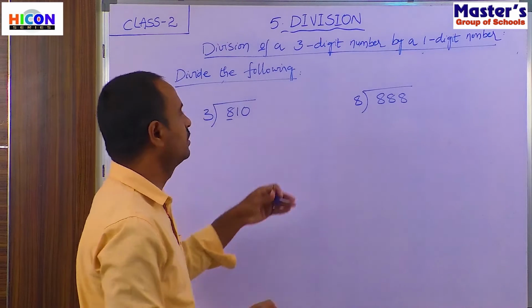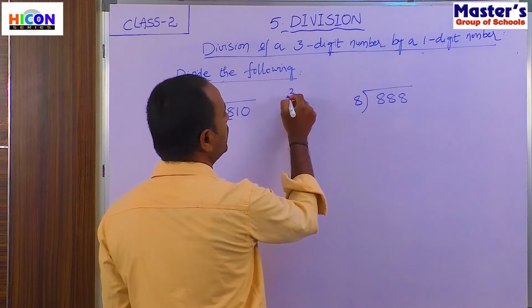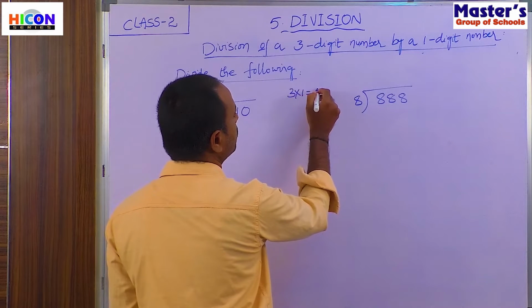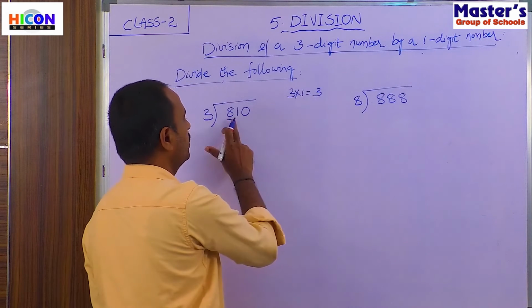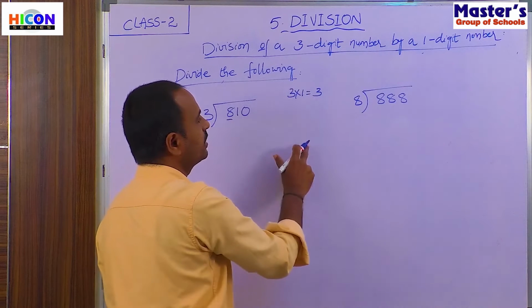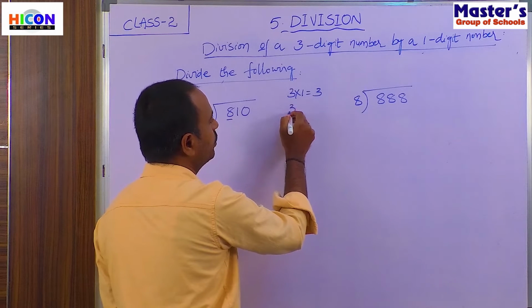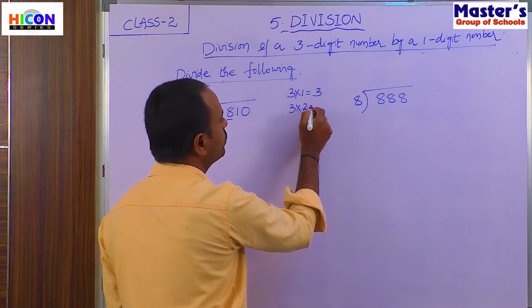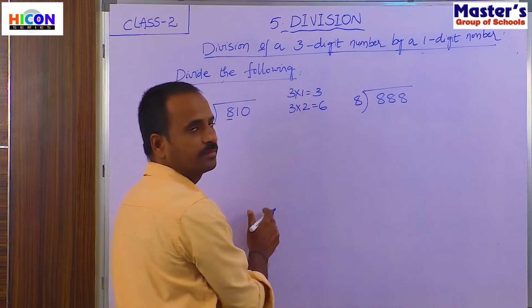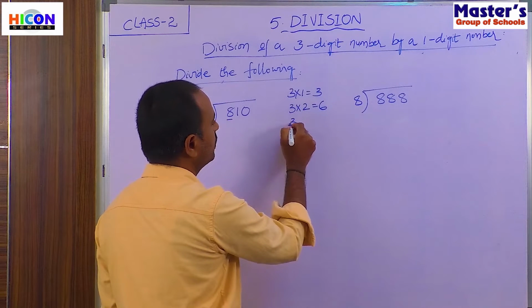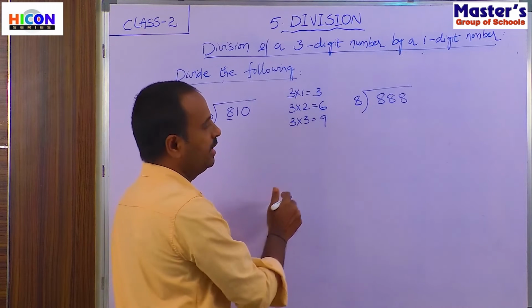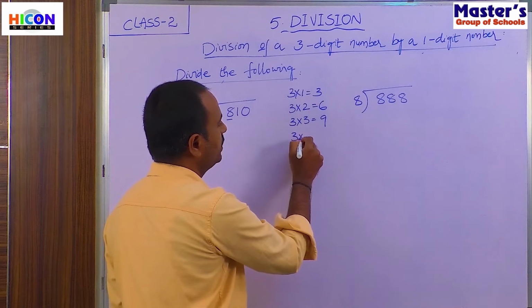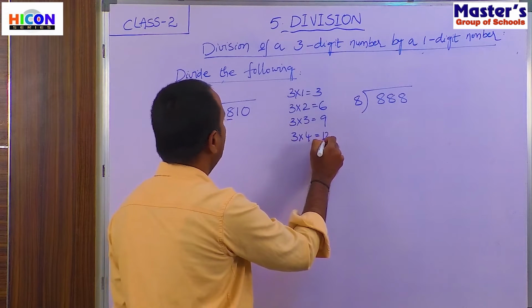So let us recall the third table. 3 ones are 3. If we take 1 time, we will get 3. But we want the number 8. So continue this in the table. Now take 2 times. That is 3 2s are 6. And now take 3 times. It is 3 3s are 9. And take 4 times. 3 4s are 12.